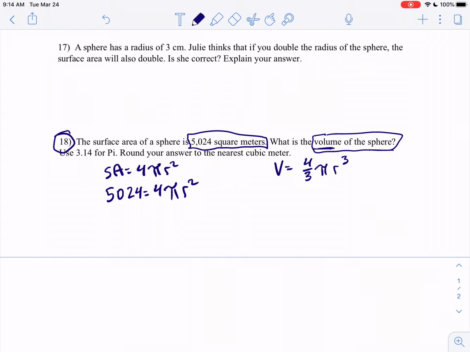So what information do we need? Well, we need the radius. So I want you to try and figure out how you can go from this right here, 5,024 equals 4 pi r squared, to then solve for this r right here, this radius, to then find the volume. Think on that.